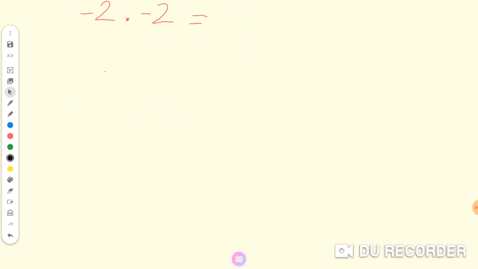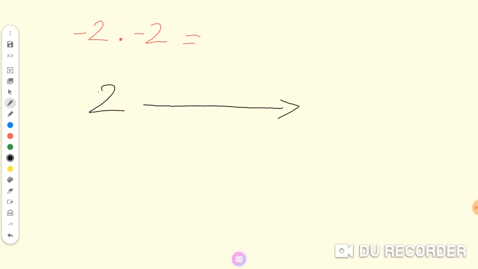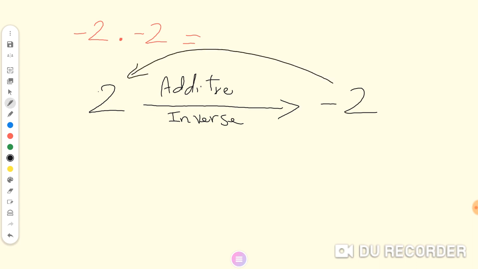I want to ask a question. What is the additive inverse of 2? Actually, it's the opposite side of 2, which is what? Negative 2. Yes. And the additive inverse of negative 2 is 2. So the additive inverse is the opposite side of the number on the number line.